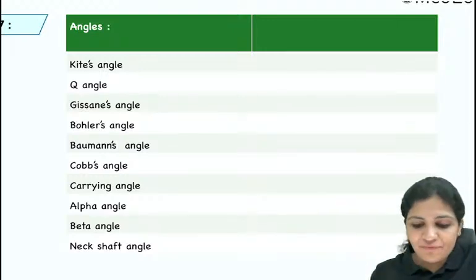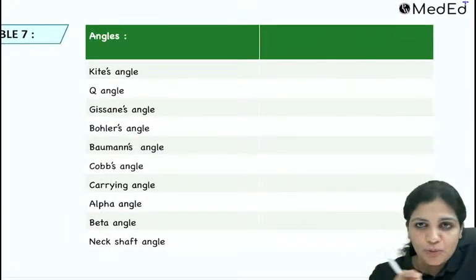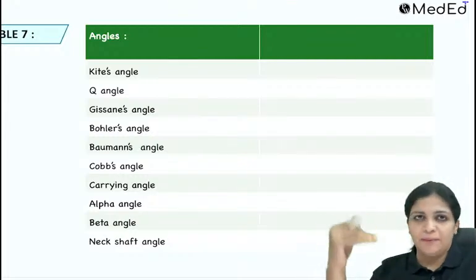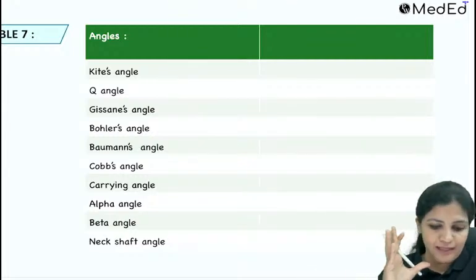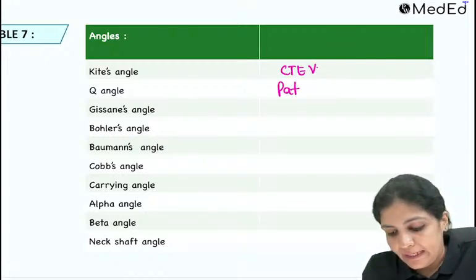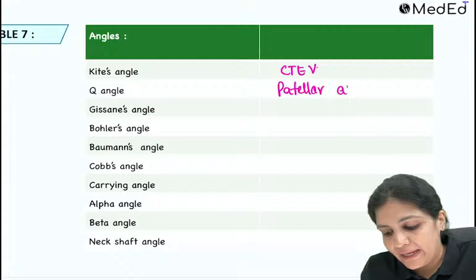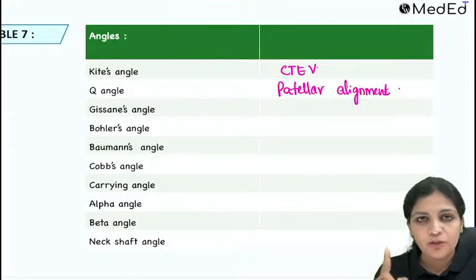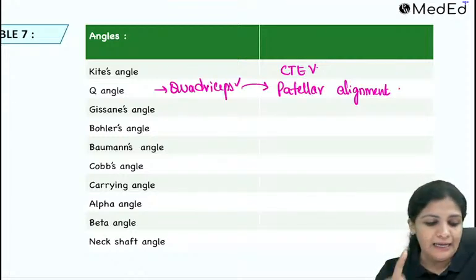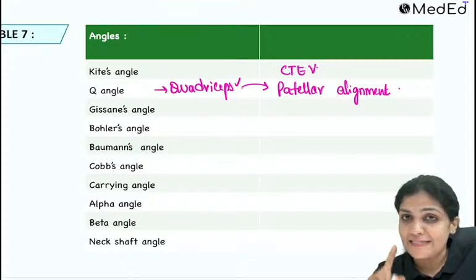Very good. Now there are certain angles which they might ask you in the exam, and I have put all the angles here. Once you read this one particular table, you can identify all the angles. The Q angle is to identify the patellar alignment. Remember, Q angle is nothing but your quadriceps angle. Quadriceps is related to your patellar alignment. Very good.